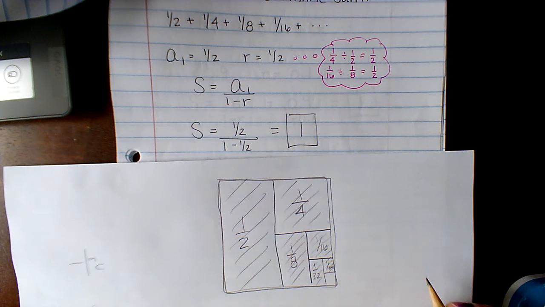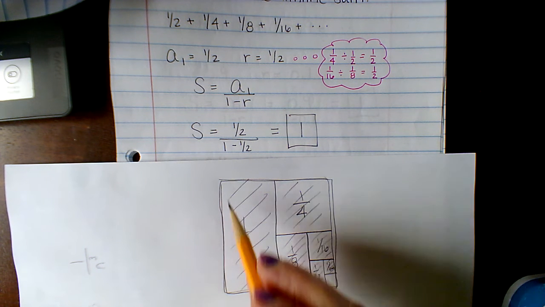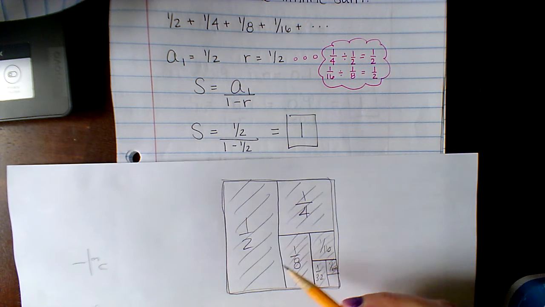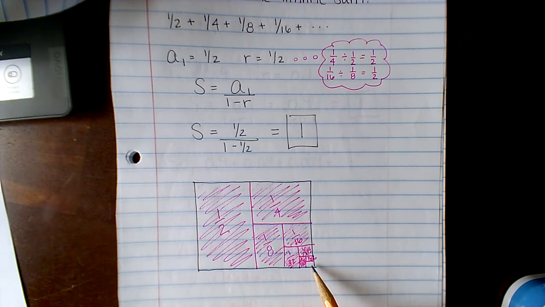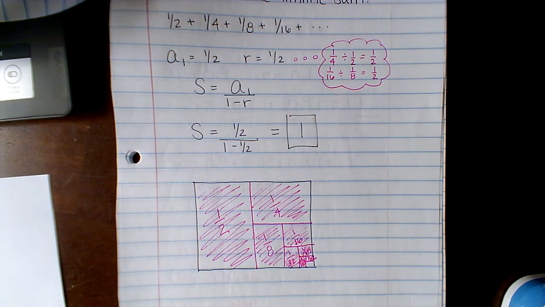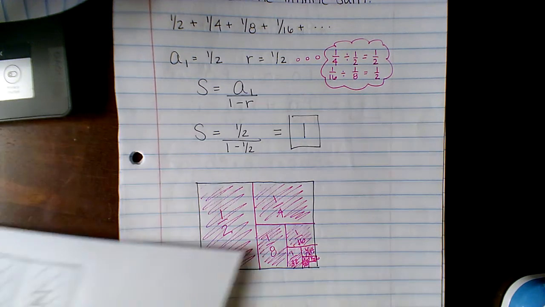So what I'm doing is filling in this whole thing. Remember, this square here is 1. So I'm filling this in using those little infinite parts. All these little infinitely small pieces are just slowly filling in that whole box.